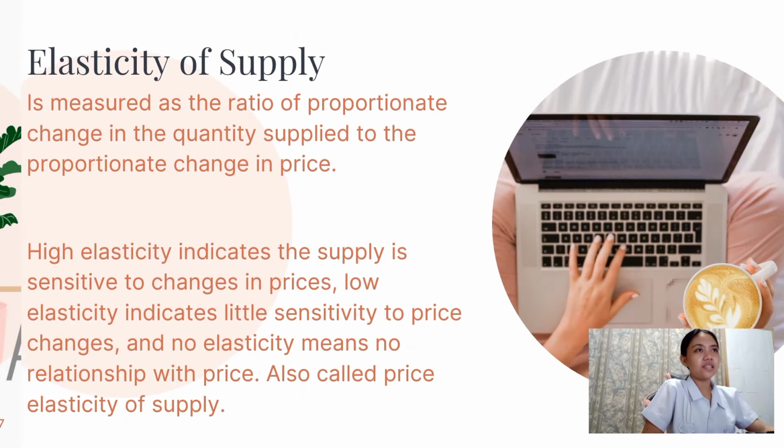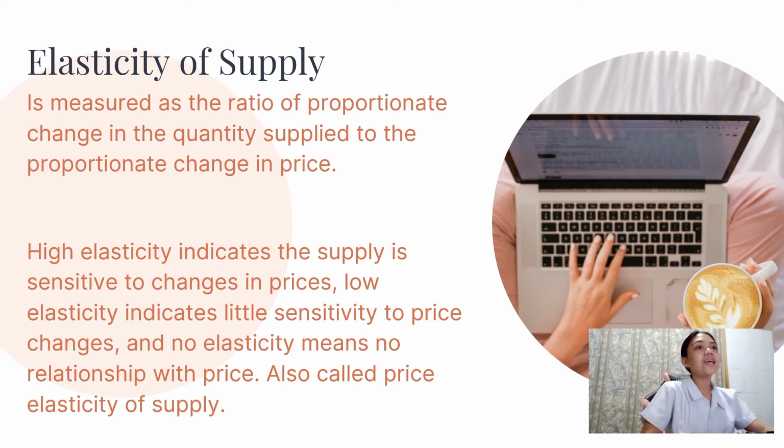So the next is elasticity of supply. Elasticity of supply is measured as the ratio of proportionate change in the quantity supplied to the proportionate change in price. The elasticity of supply establishes a quantitative relationship between the supply of a commodity and its price. Hence, we can express the numerical change in supply with the change in the price of a commodity using the concept of elasticity. High elasticity indicates the supply is sensitive to changes in prices.